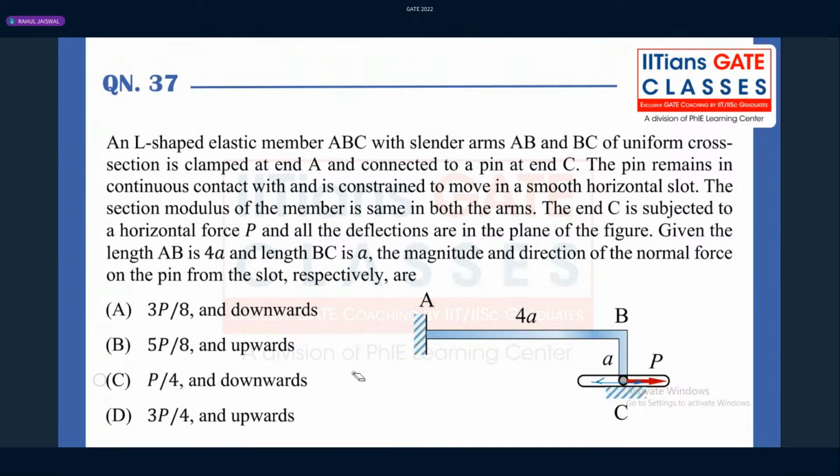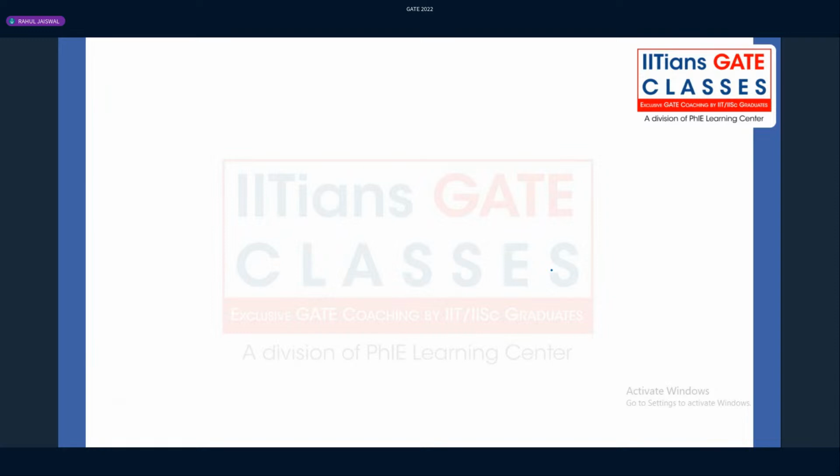So from here, one thing we got to know is that the net deflection of point C has to be zero. The vertical deflection of point C has to be zero, because it is only moving in the horizontal direction. It cannot break the slot and move in the downward direction, right? That is not possible. The end C is subjected to a horizontal force P, and all the deflections are in the plane of the figure. Given that the lengths of AB and BC are 4a and a, find the magnitude and direction of the normal force on the pin from the slot, respectively. We'll try to draw the diagram first.